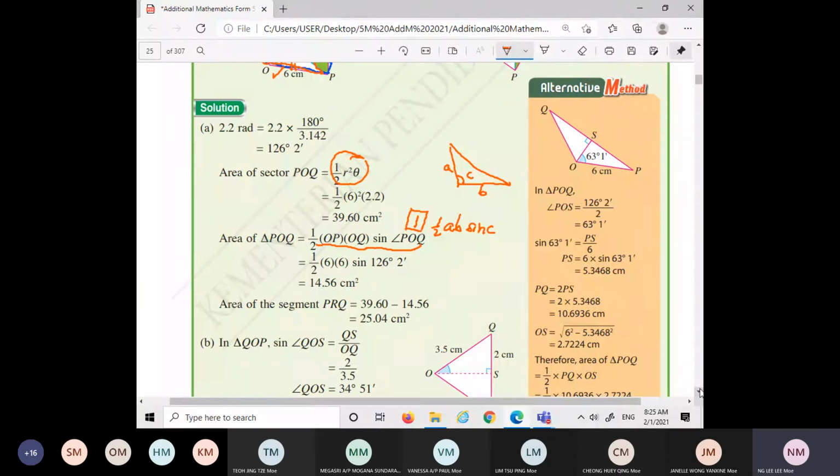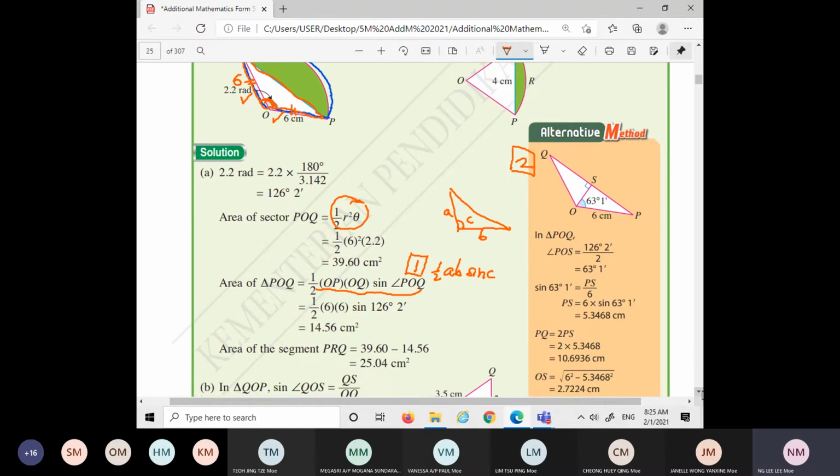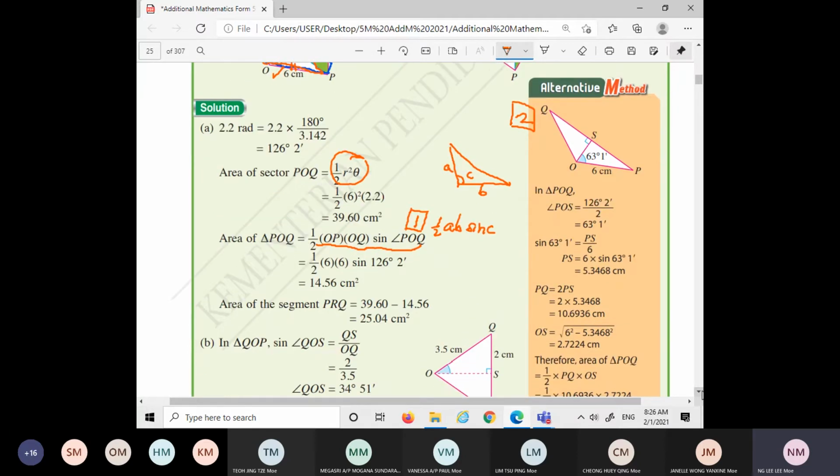We go down some more. This is 6. This is the second method. We look at here the alternative method. Second method looks more complicated, because they are finding the base and the height of the triangle. So they are using the half times base times height.